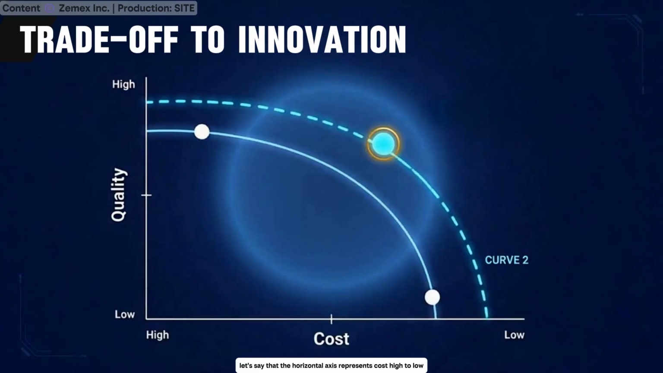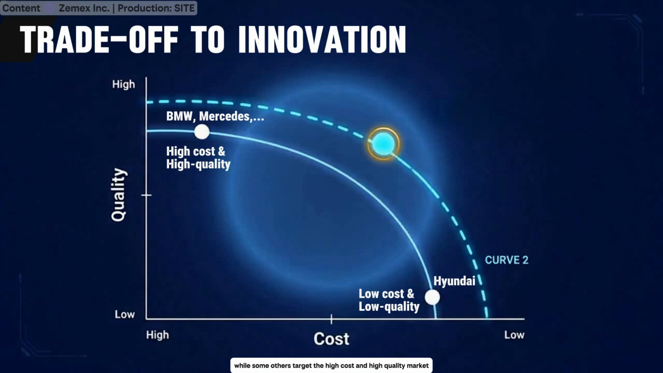Let's say that the horizontal axis represents cost, high to low, and the vertical axis represents quality, high to low. Some companies may target the low-cost and low-quality market, like Hyundai in its early stage, while some others target the high-cost and high-quality market, like many luxury car makers such as BMW, Mercedes, and so on.